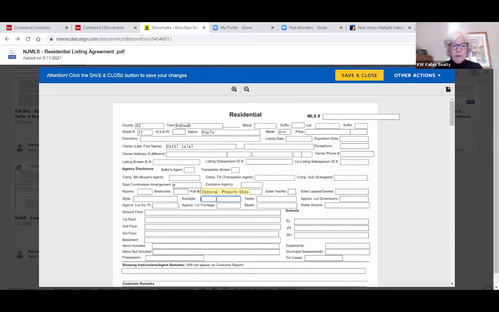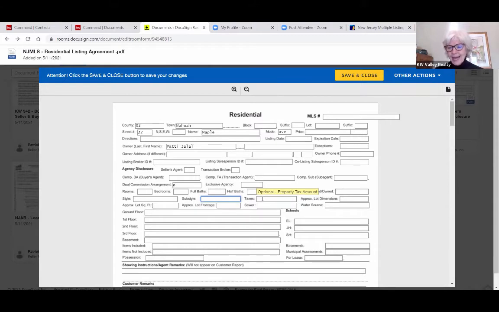Yeah, thanks. Just go into the MLS every day and see what's going on in your town, and just notice how the properties are described. If I serve no other purpose tonight, that'll work.